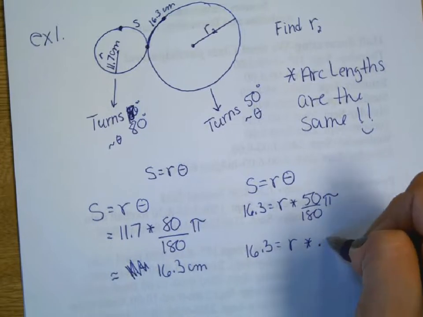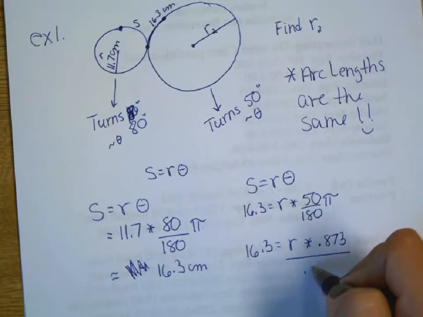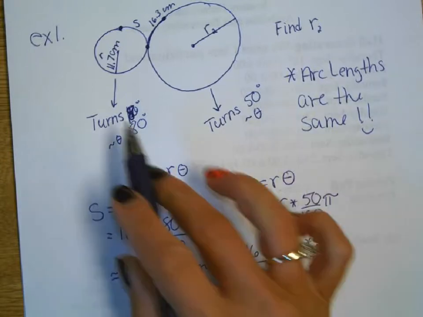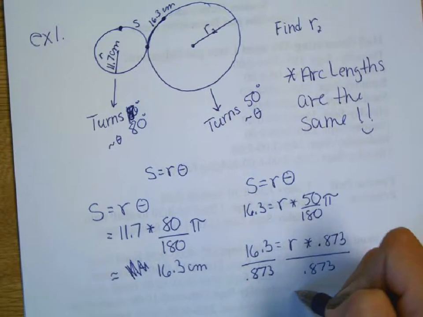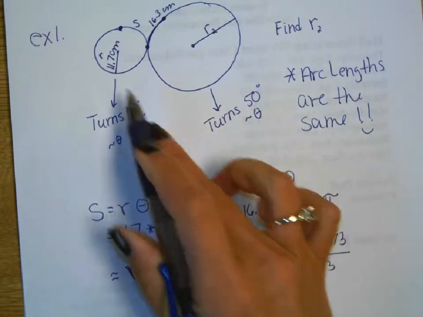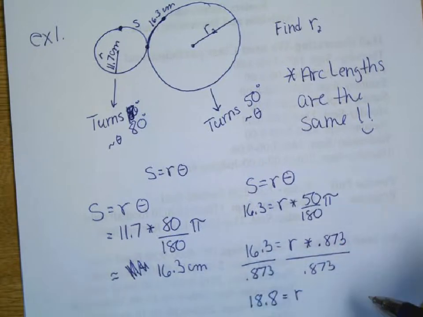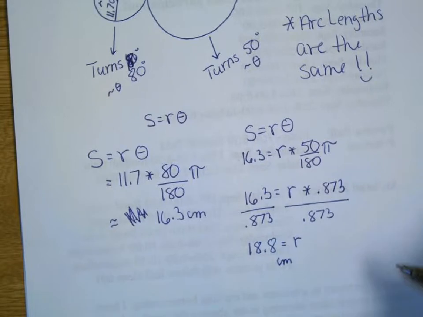Point what? 28.73. Sounds about right. It is. Then we'll divide. And you know you should be getting a bigger radius. I got 18.77. That sounds very reasonable. So 18.8, if we went 3 sig figs.